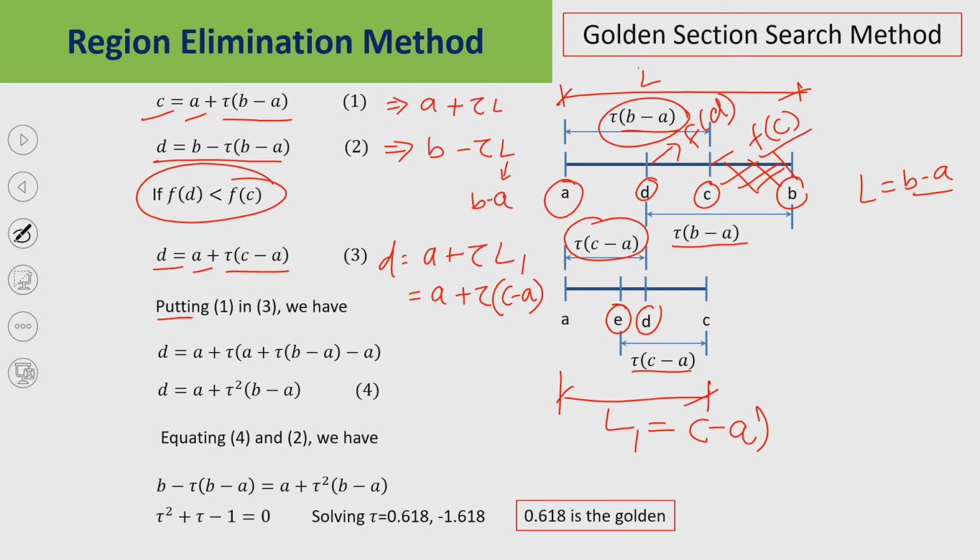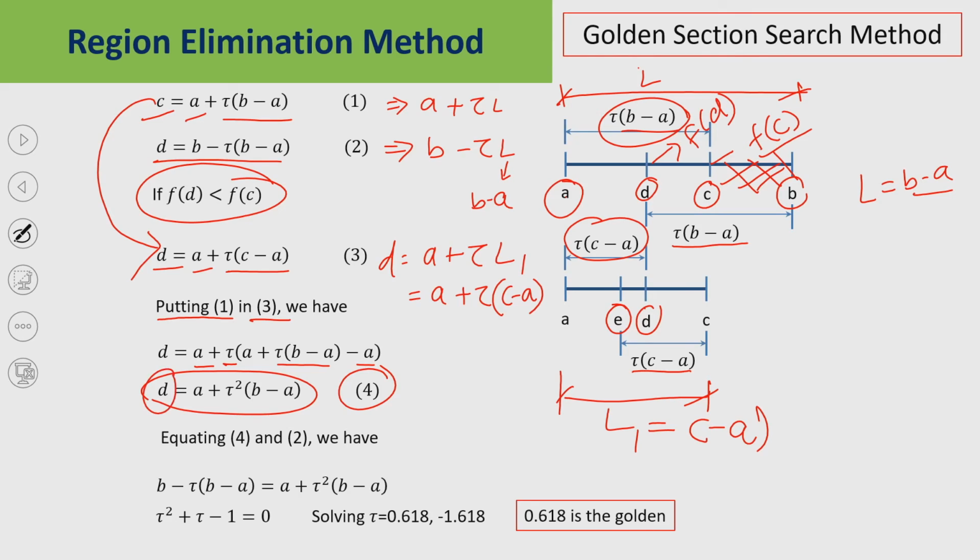So, if I put 1 in 3, so that means I am putting 1 in 3. So, what I am getting, this is A plus tau. Now, what is C? C is A plus tau B minus A, and if I simplify that one, so I will be getting this equation, that is D equal to A plus tau square B minus A. So, I am getting 4.